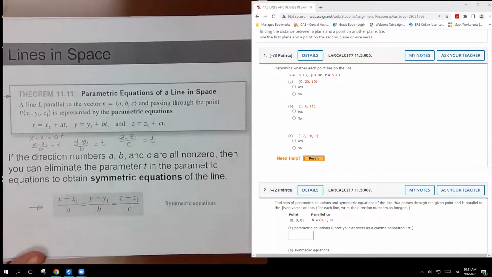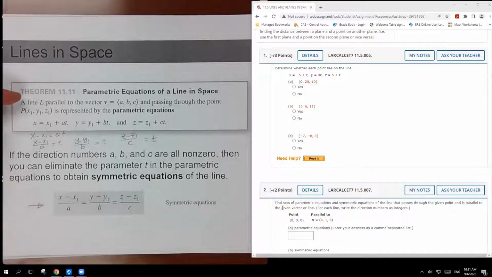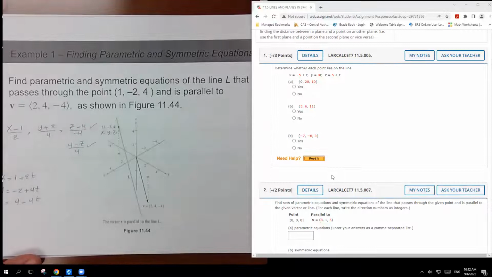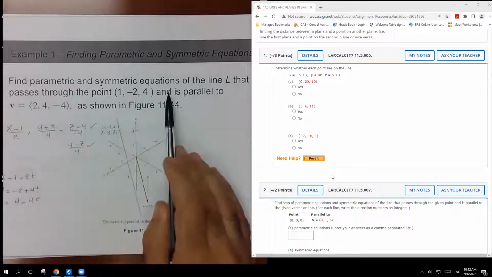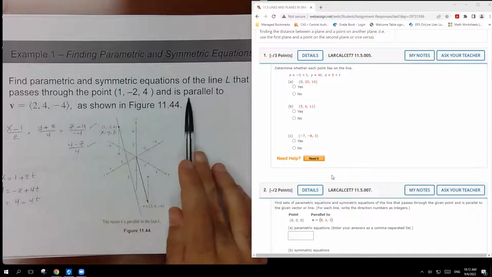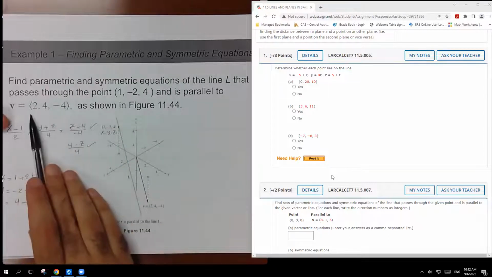So now I just needed to know the theorem, the parametric equations, and the symmetric equations. There's an example. Look at this example: find the parametric and symmetric equations of the line L that passes through this point and is parallel to the vector V. So we have a point, we have the vector.